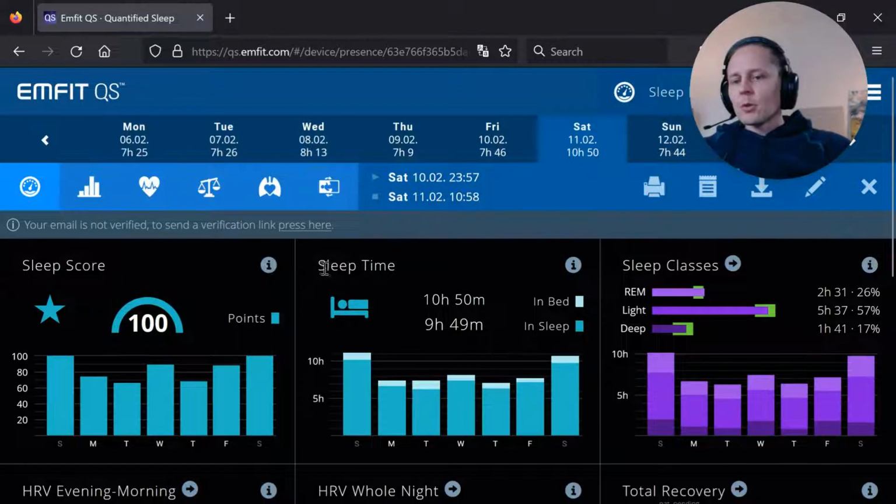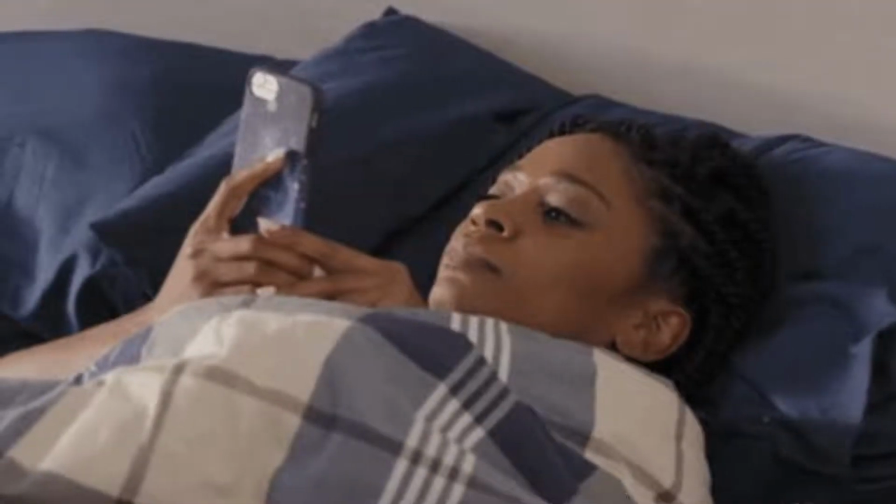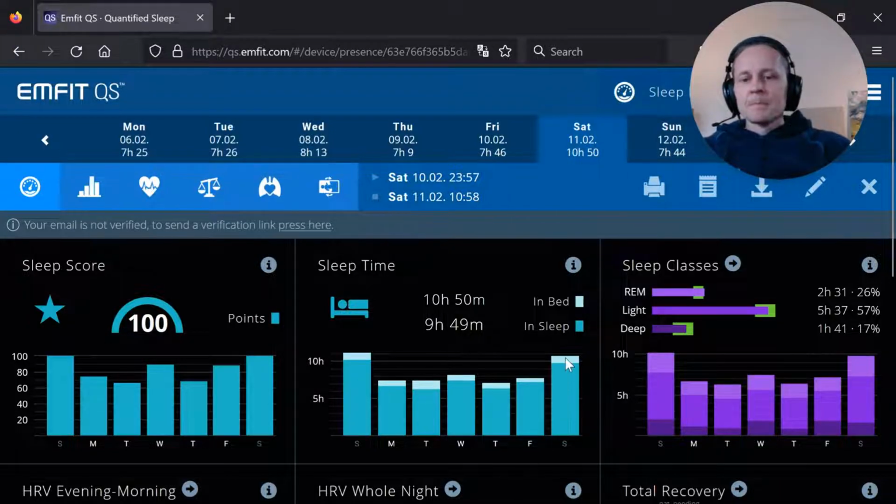First of all, we will look at sleep time. It is divided into in bed and in sleep. Part of the time when we are in bed, we are not sleeping, so it estimates that time. Here we can see that on this particular day, the time in bed has been 10 hours, 50 minutes, and the amount of sleep has been lower, 7 hours, 46 minutes.